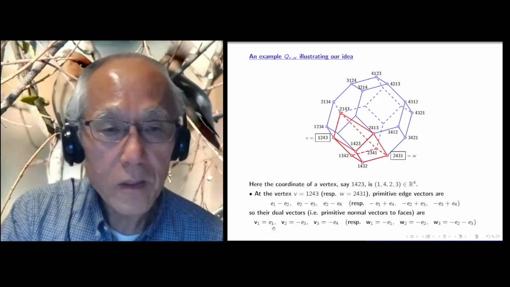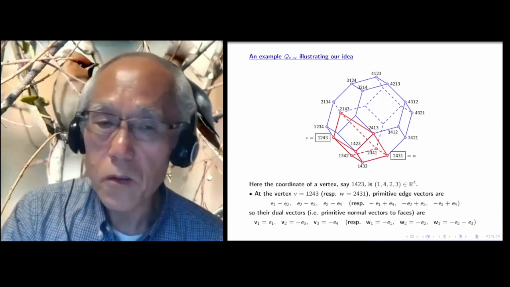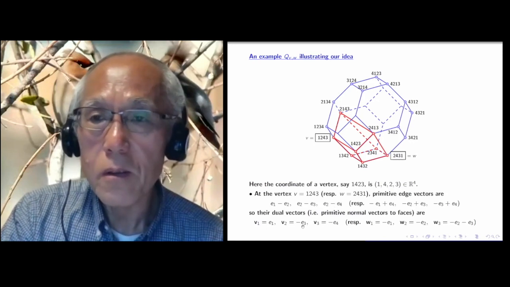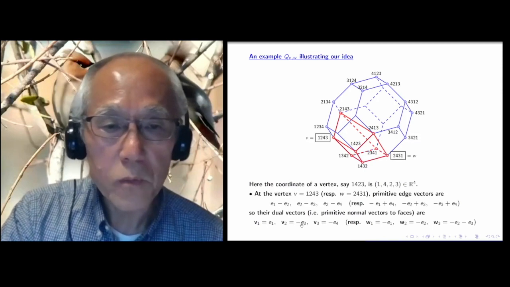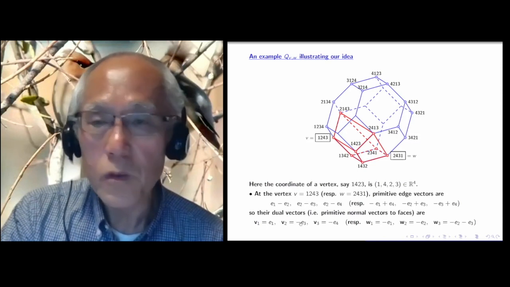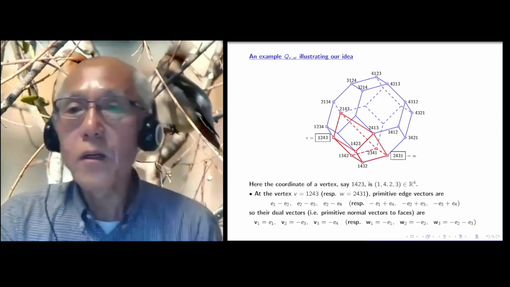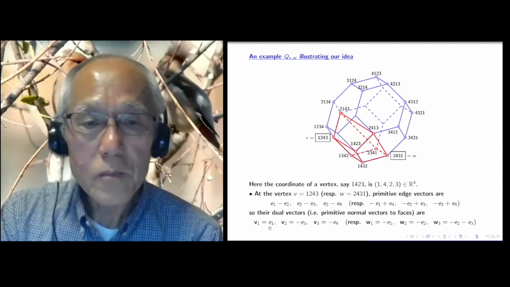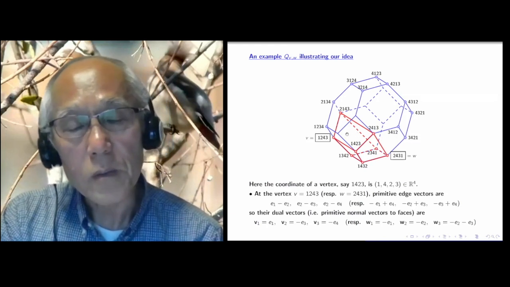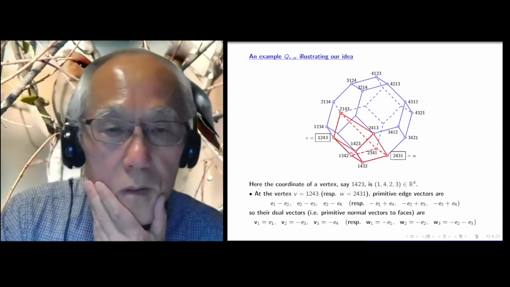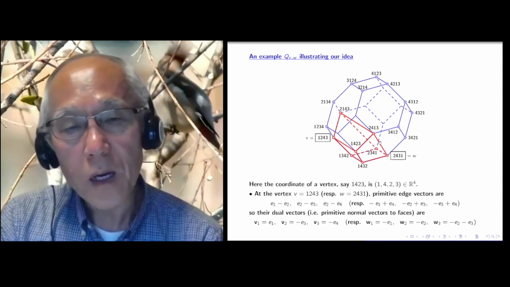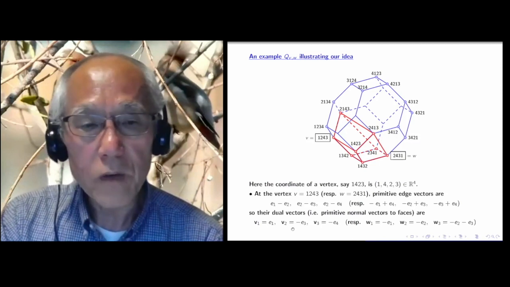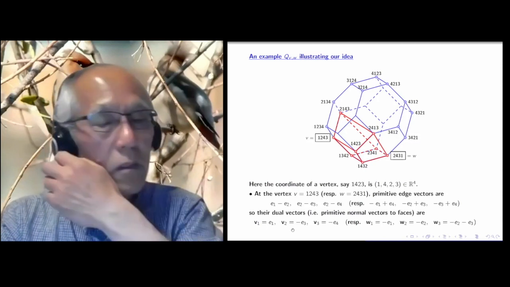So I take the dot product, or scalar product, of these vectors. You get 1 here, 0 here, 0 here. With this vector, I take the scalar product and get 0, then 1, and 0. And here 0, 0, 1. So these three vectors are the dual basis of these vectors, and these three vectors are the normal vectors of some facets. This has 6 two-dimensional faces, and here we have 6 vectors, so each vector corresponds to the normal vector to a face.